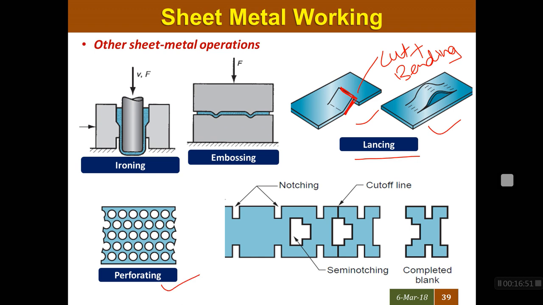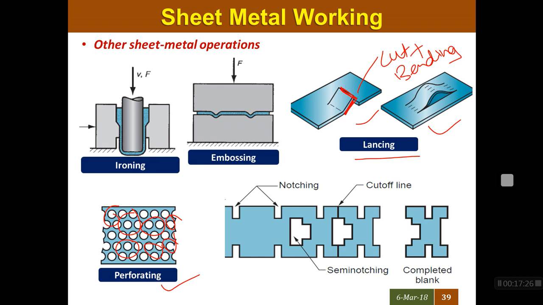Next, perforating. Perforating is creating multiple shapes which are equally spaced on metal sheets. The shape need not be circular, it may be pentagonal, hexagonal or any other shape, regular or irregular. Perforating is perforating identical multiple shapes in a symmetrical manner. So these are metal cutting operations, lancing as well as perforating, where we are cutting some part of the metal sheet.